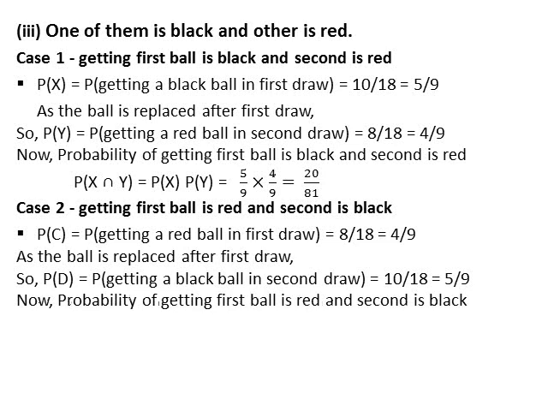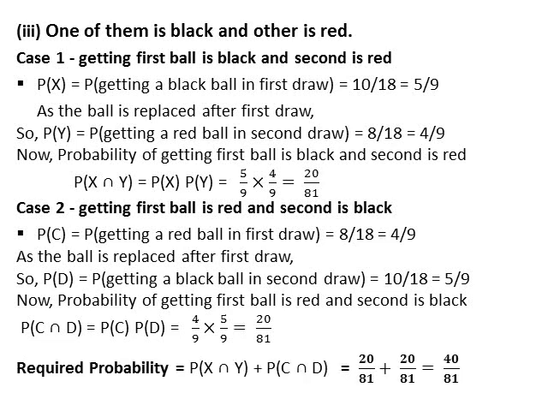Now probability of getting first ball red and second ball black equals P(C intersection D) equals P(C) multiply P(D) equals 4 by 9 multiply 5 by 9 equals 20 by 81. So required probability equals sum of probabilities of these two cases equals probability of X intersection Y plus probability of C intersection D equals 20 by 81 plus 20 by 81 equals 40 by 81.